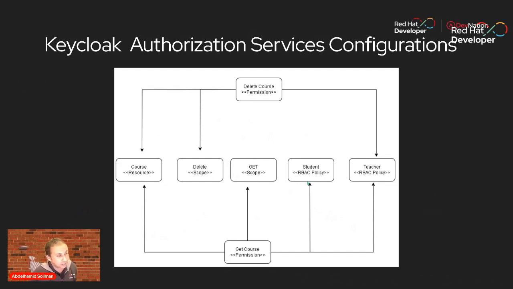All right, so as I described before, in order to configure the Keycloak authorization service, we can use the admin console of Keycloak to create artifacts inside the Keycloak authorization service. In our use case, you need to create the course resource, and you need to create two scopes, one for delete and the other for get. You also need to define two policies, one for student and second for teacher, based on role-based access control. After that, you will create a permission. So you will create a delete permission in order to attach each resource, scope and policy.